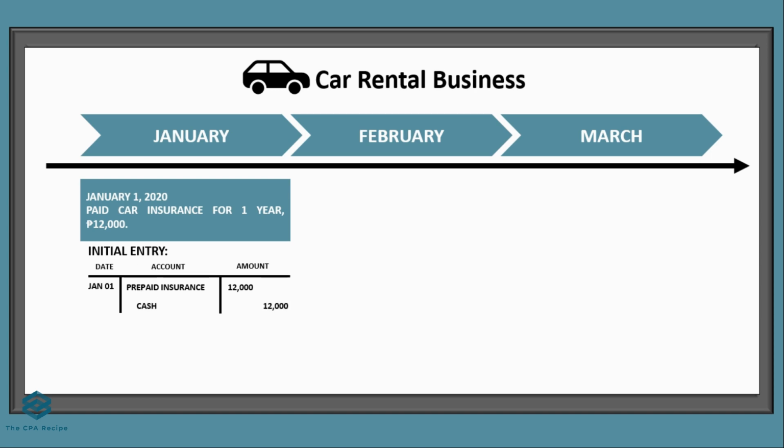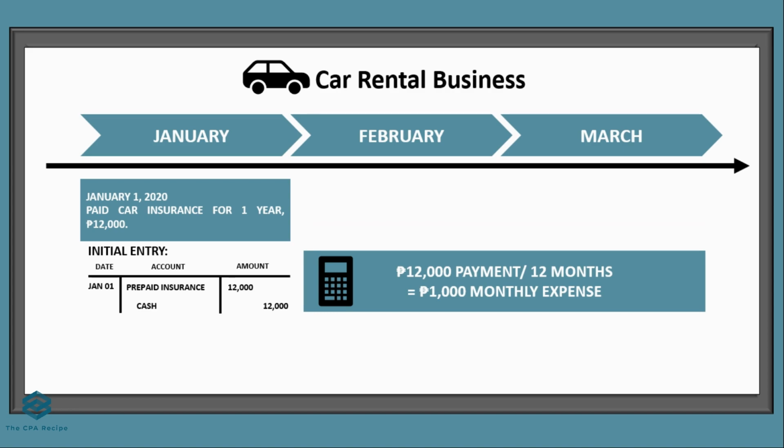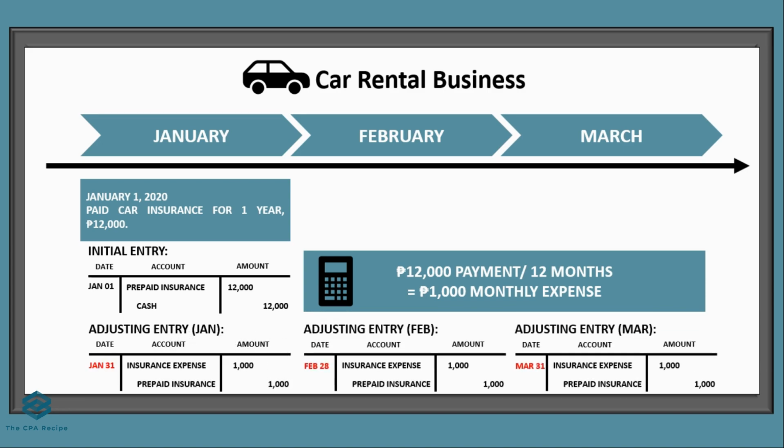And then as the terms of the insurance contract is consumed every month, mag-recognize ka ng expense. In this case, 1 year or 12 months ang term ng insurance contract, and therefore, magbe-benefit ang car rental mo for 12 months. So tama lang na for each of those 12 months, may expense allocation dahil makikinabang ang rental business mo sa insurance. And the related adjusting entry for the end of each month will look like this: debit to insurance expense and credit to prepaid insurance.